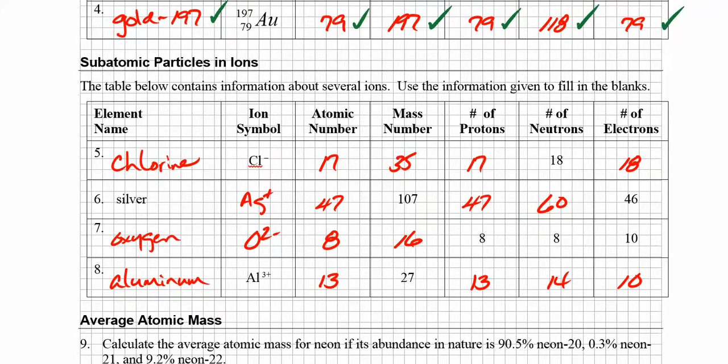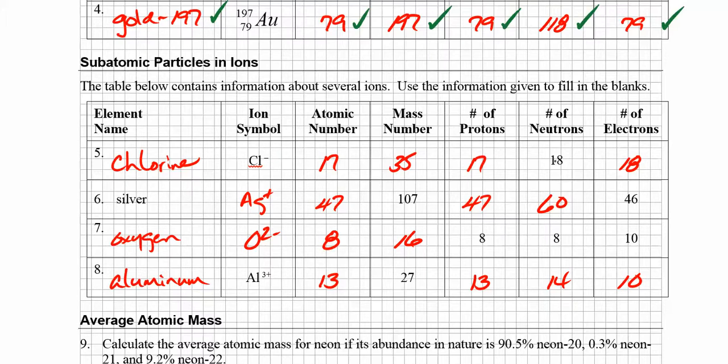This is subatomic particles in ions. So in this case, we've got not neutral elements, but we've got ions. So let's take a look. They're telling me that I've got chlorine, but it has a charge of -1. Remember, if they don't write the 1, it's still a charge of -1.